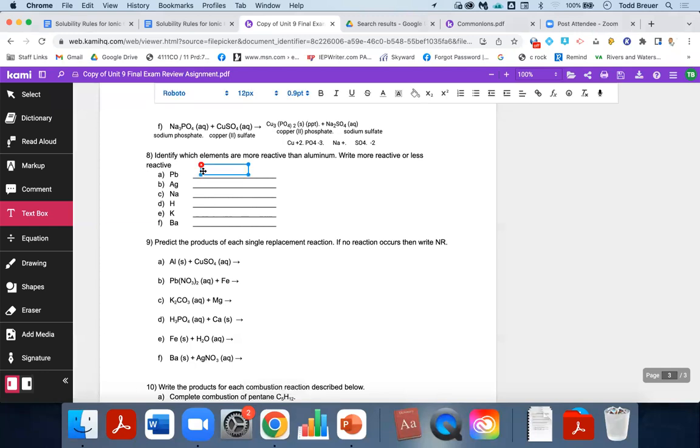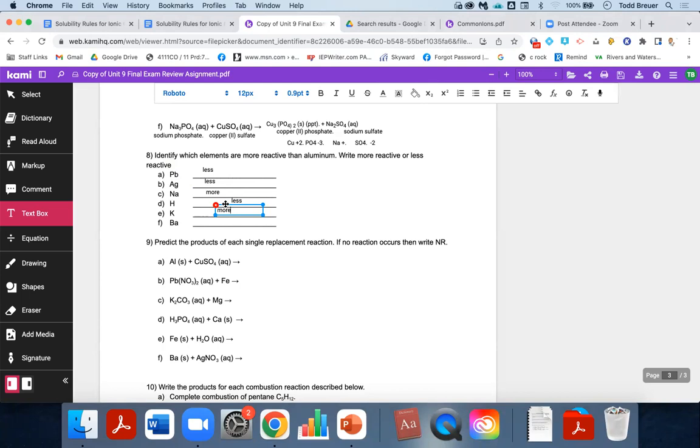Since lead is below aluminum in the activity series, lead is less reactive. Silver is also below aluminum, so silver is also less reactive. Sodium is above it, so sodium is more reactive. Hydrogen is definitely below it, so hydrogen is less reactive than aluminum. Potassium is definitely above it, so it's more reactive than aluminum would be.